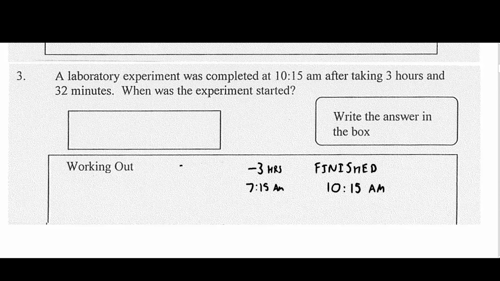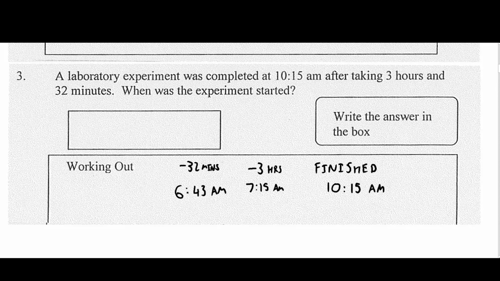Now we need to go back 32 minutes. All right. So here's how we would do that. We would go back 15 minutes, which brings us to 7. Okay, but then we still have another 17 minutes to go back. So back another 15 minutes will be 6:45. Back another 2 minutes after that will be 6:43. 6:43 a.m.